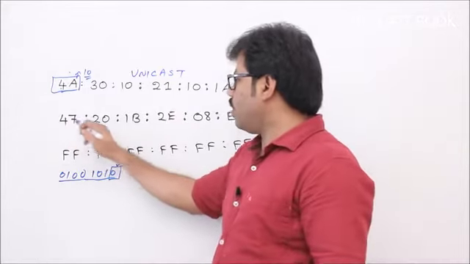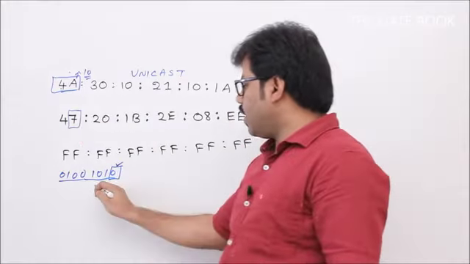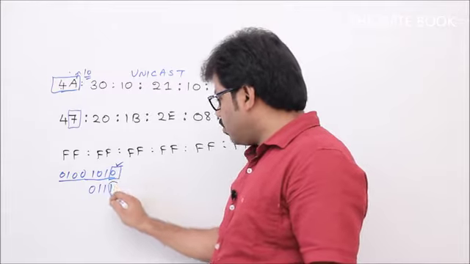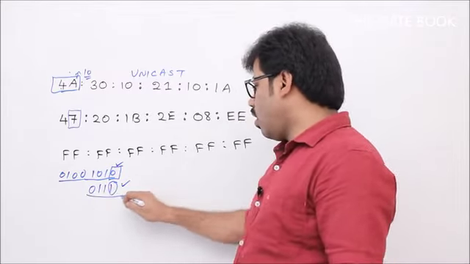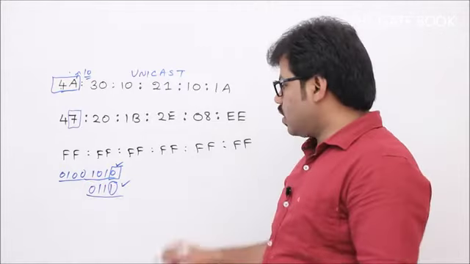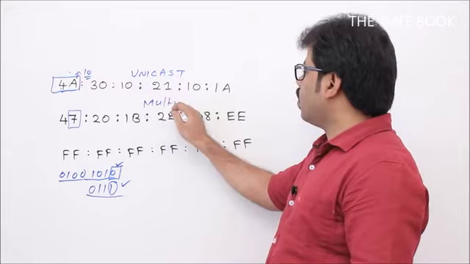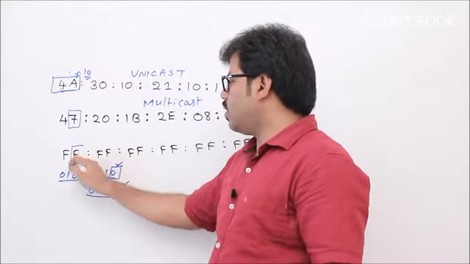Now 4720, in that we have to focus on 7, right? So 7 is 0111. Now this bit is 1, which means it is either multicast or broadcast, but not all bits are 1s, right? That's why it is multicast but not broadcast.